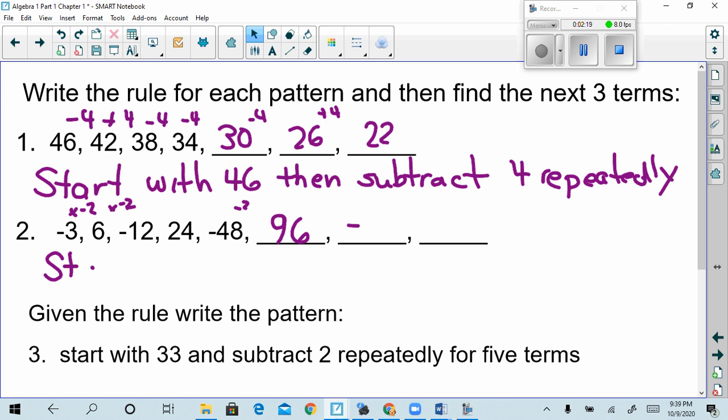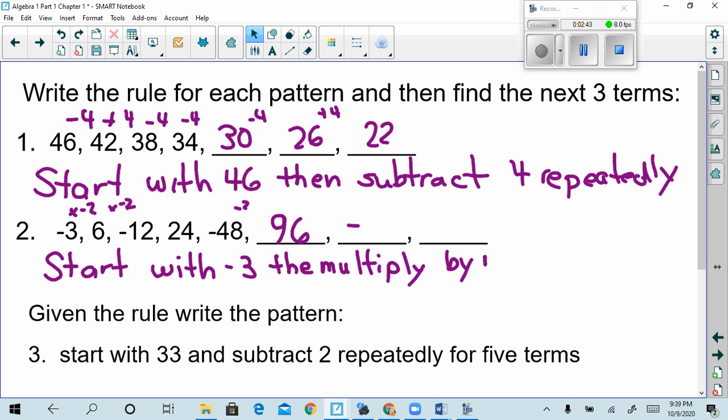Once again, you have to write the rule, and then you'll start with -3, then multiply, and what are we multiplying by? It looks like we're multiplying by a -2. And that'll be repeating or keep multiplying by -2.